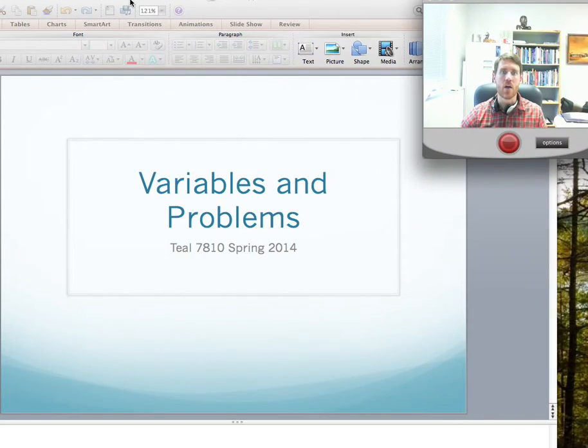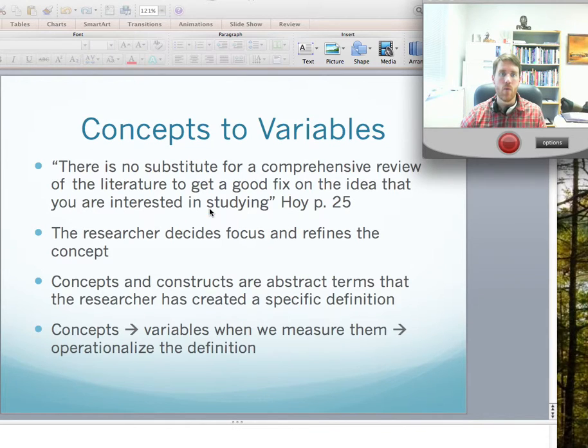But this week's kind of a review. We're going to be talking about variables and problems and really how Hoy explained and gave lots of examples of variables as he walked through a lot of different concepts and ideas. But where I wanted to start out with is getting that idea from a concept to a variable.